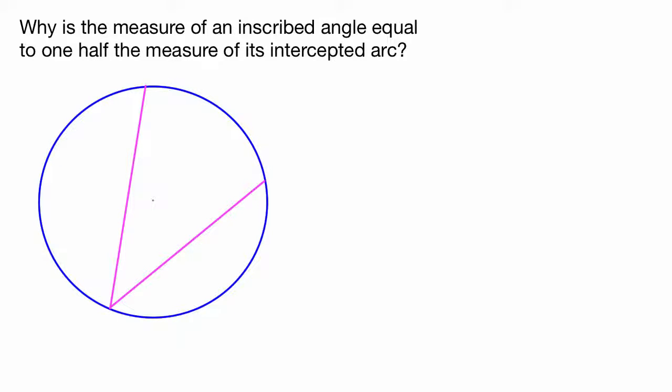In this video, I'm going to show you why the measure of an inscribed angle is equal to 1/2 the measure of its intercepted arc. As you can see, I have a circle here, this blue circle, and then I have an inscribed angle, the pink angle here. So here is your intercepted arc, and this, of course, is your inscribed angle.